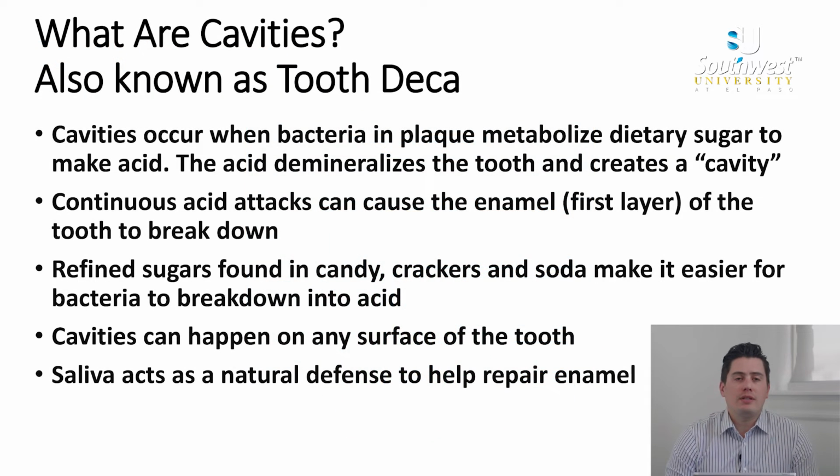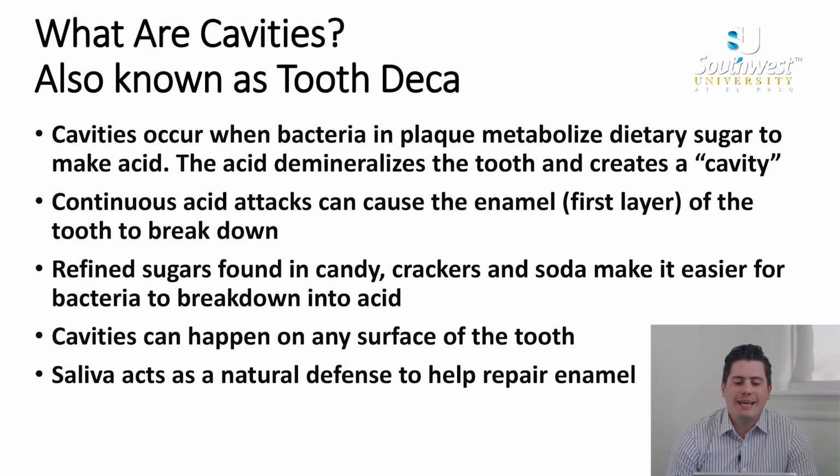Okay, so what are cavities? Let's talk a little bit about that. We also know them as tooth decay. Cavities occur when bacteria in plaque metabolize the dietary sugars to make acid. The acid will demineralize the tooth and it creates, as we know, a cavity, a hole, okay? If you've had one, you probably see these little openings in the crevices of the teeth, right? And it looks dark. It might look anywhere from yellowish to brown or even black.